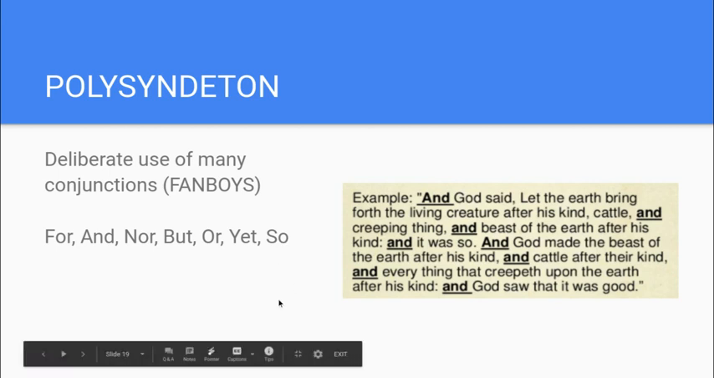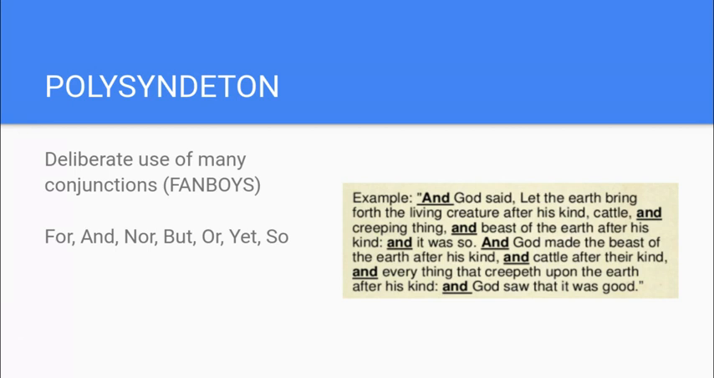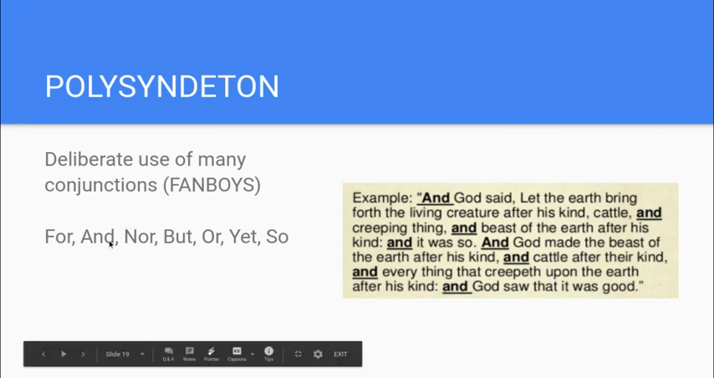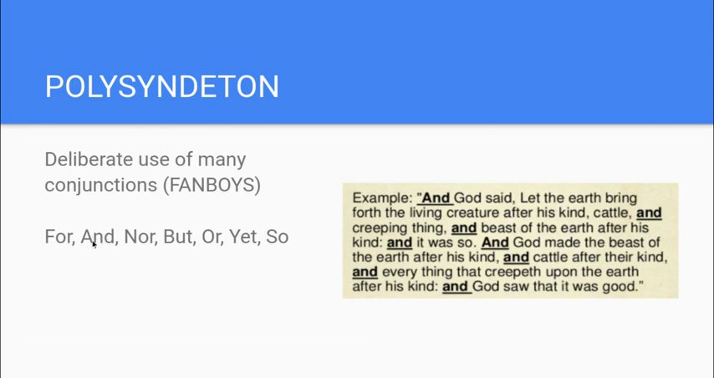Right? If you were to say, I have math homework and English homework and science homework and history homework, right? You're just trying to use that conjunction to emphasize how much homework you have. And you can vary which conjunction you use and it's still considered polysyndeton.